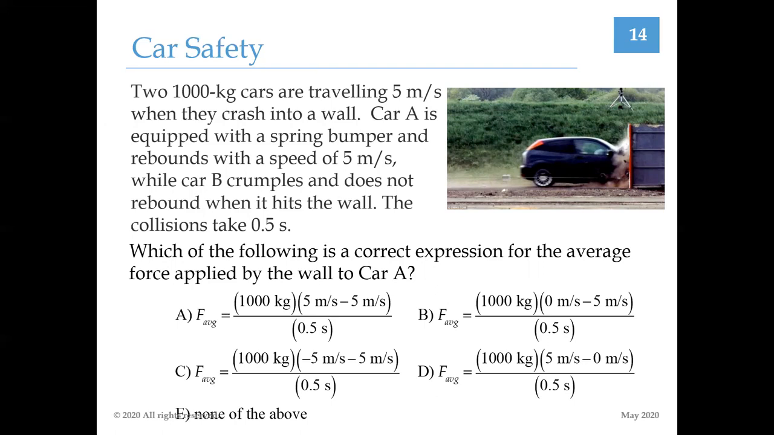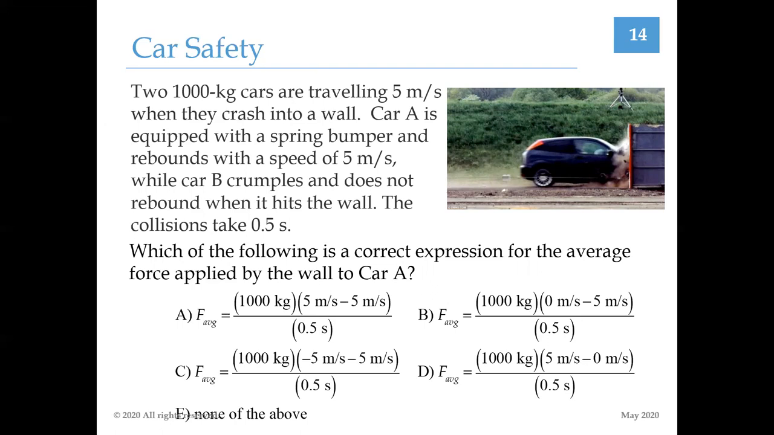Okay, so now that we've had a chance to answer on Gradescope, we want to talk about again, what is that expression for F average? So remember, the things that we need to include is that F average is always equal to the mass times the quantity of velocity final minus velocity initial, all divided by delta T.